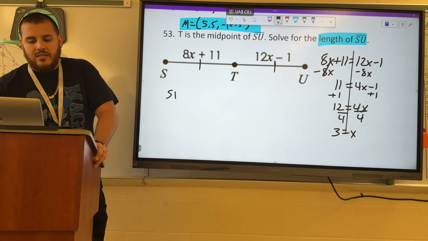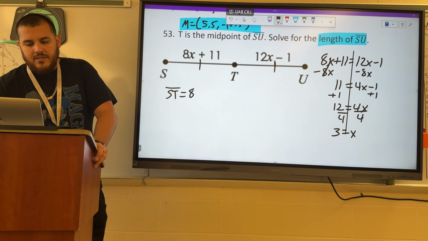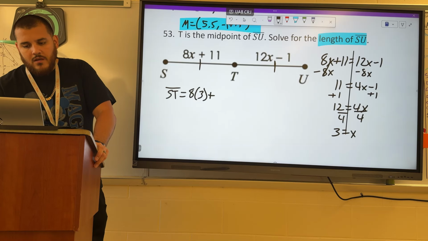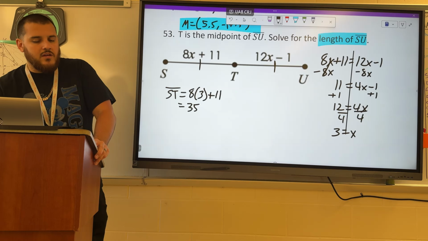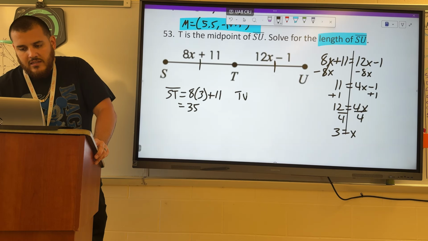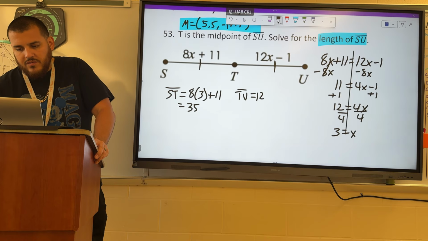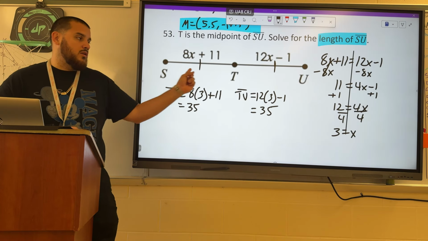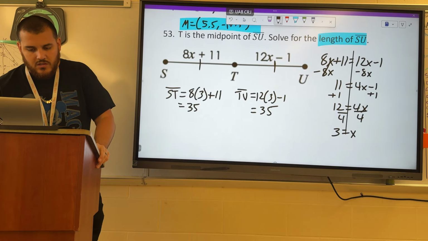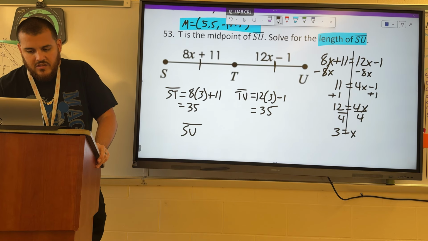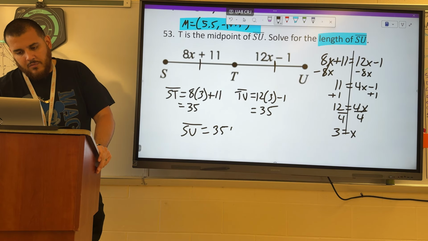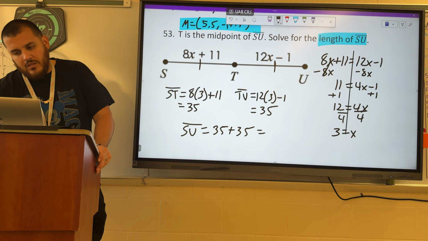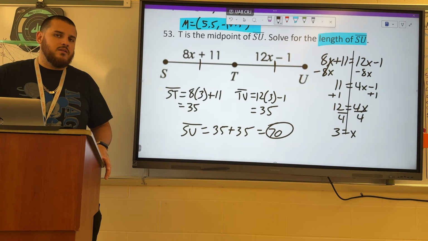So I'm going to plug that into ST. 8 times x, which we've solved, is 3, plus 11 would give me a value of 35 for ST. If I plugged it into TU, I'd have 12 times 3 minus 1, which would also give me 35, which we knew from the beginning they had to be congruent to each other. And then SU is just the sum of those two segments. So 35 plus 35 gives me 70 units in length for segment SU.